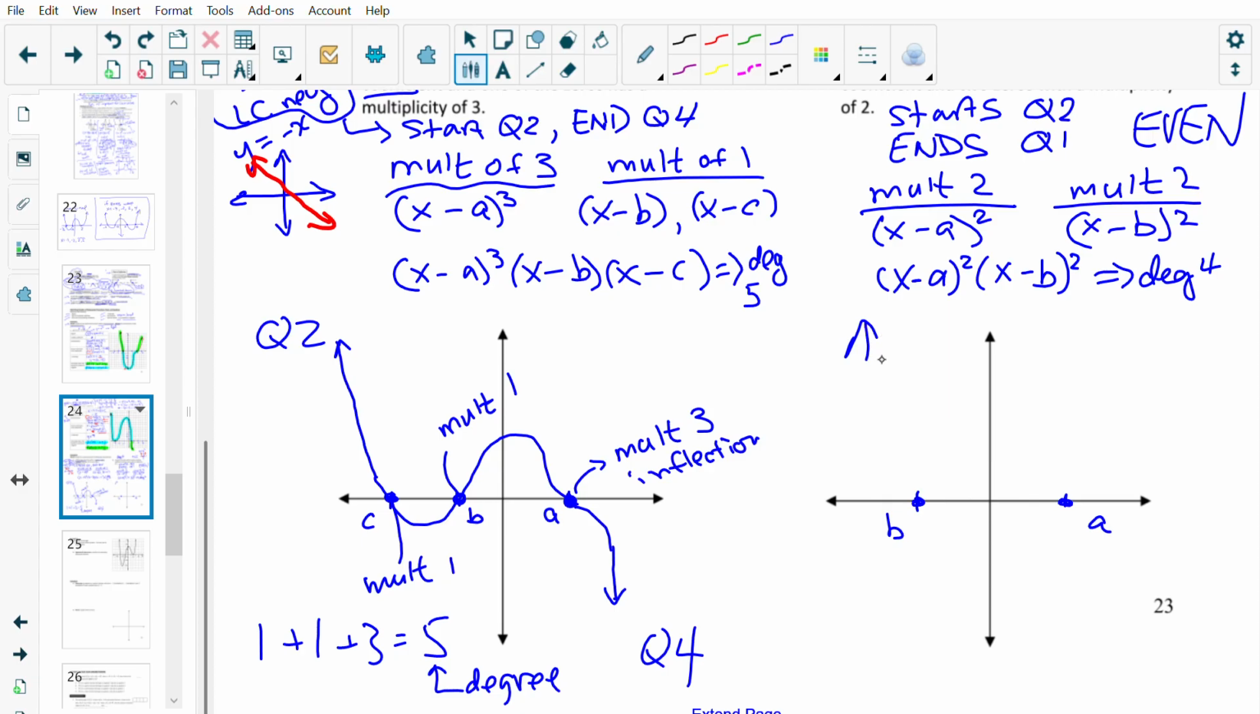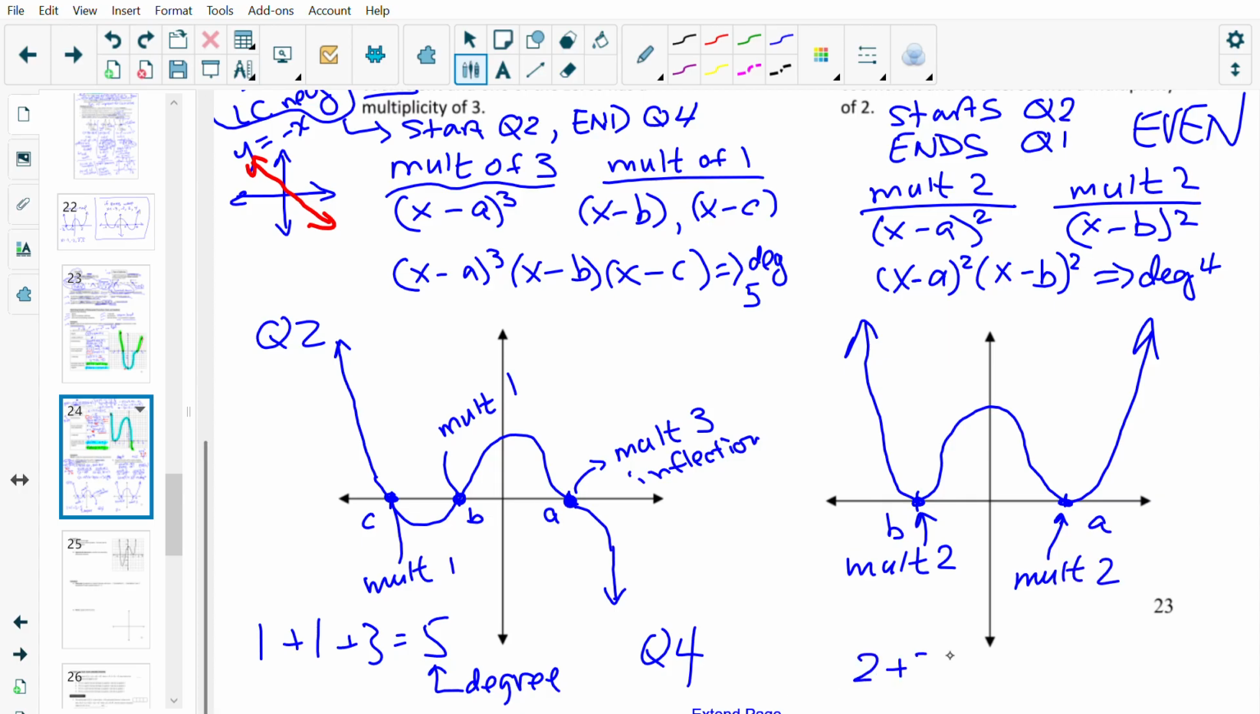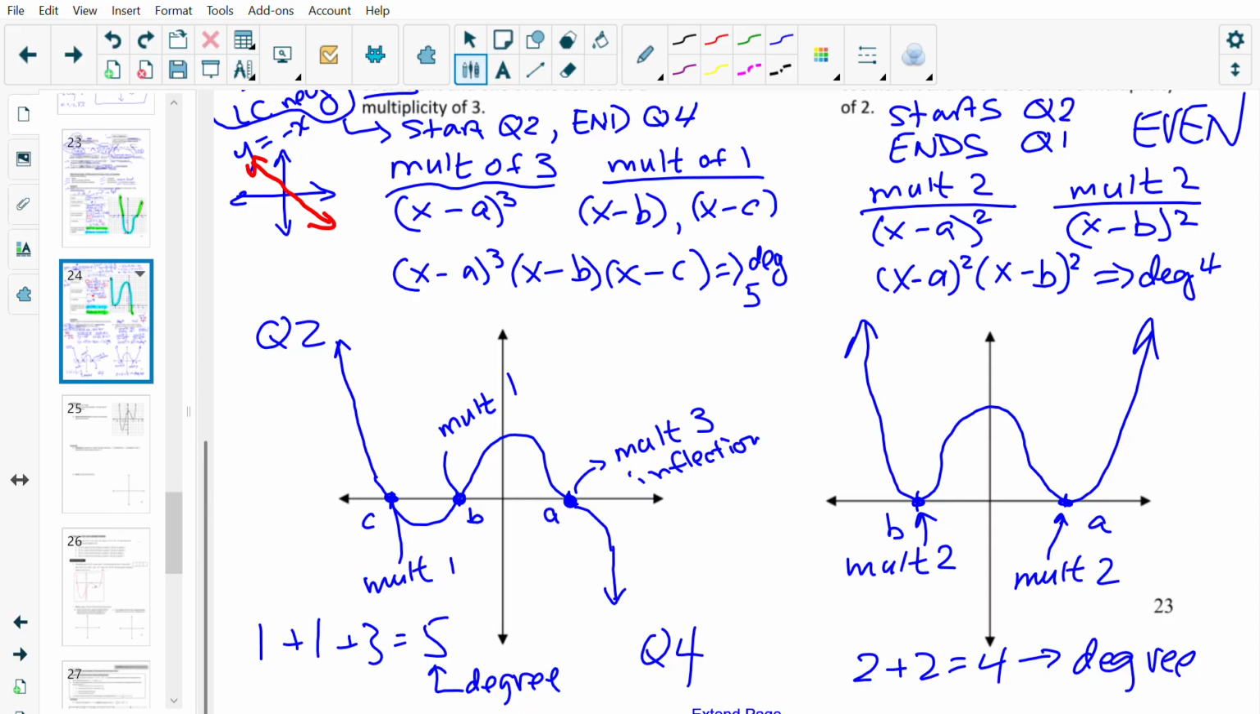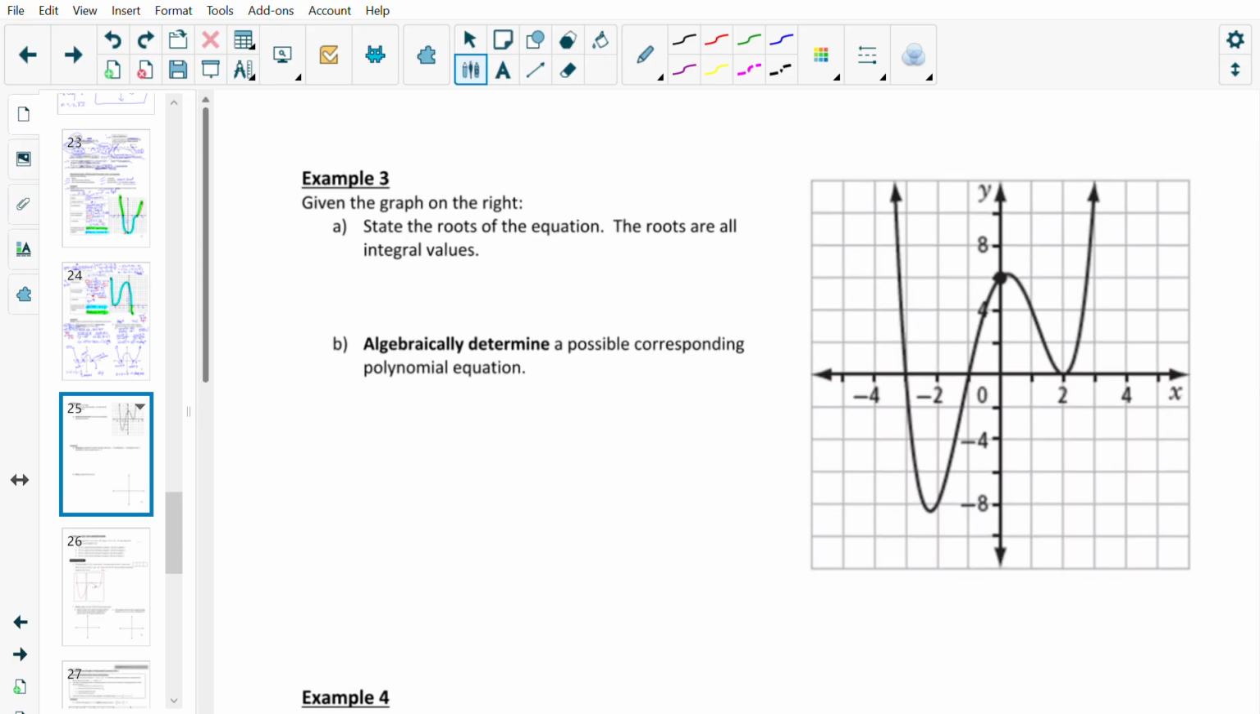Okay, so if my zeros are here, b and a, it starts in quadrant 2, so like that, comes down. Okay, it's tangent, so it bounces off, comes back around, bounces off, and comes back around. Okay, multiplicity of 2. Multiplicity of 2. What did we say? 2 plus 2 equals 4, and that is our degree. So when you add up the multiplicities, they should equal the degree.